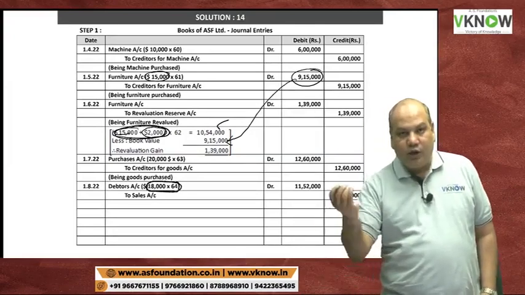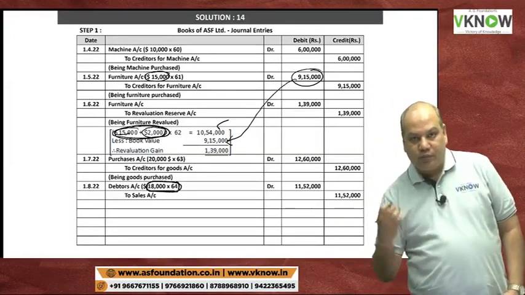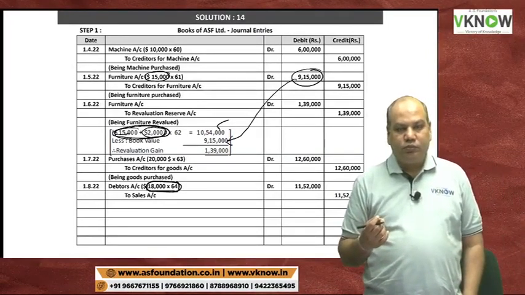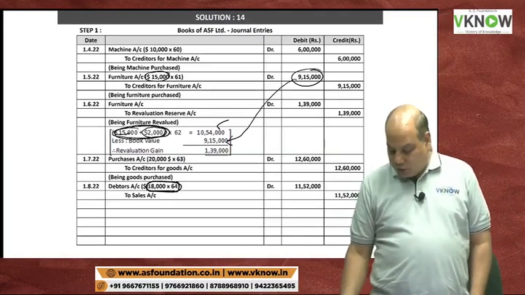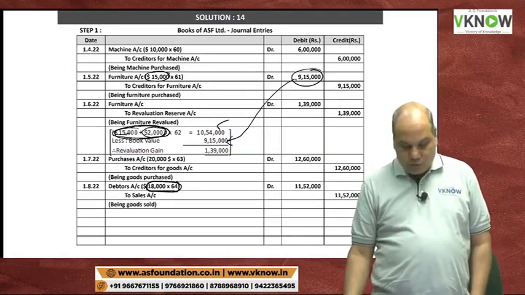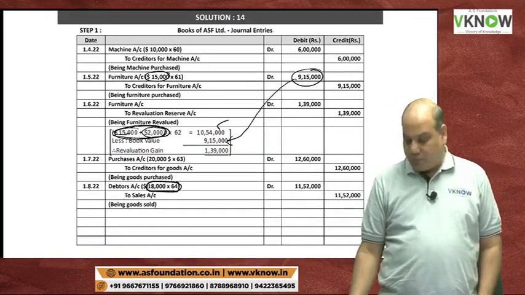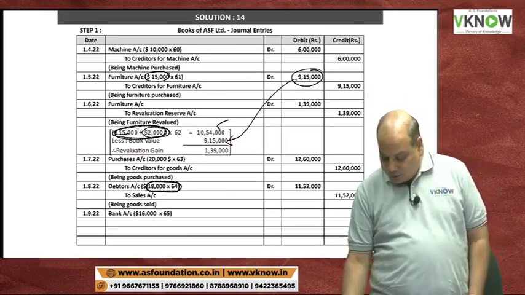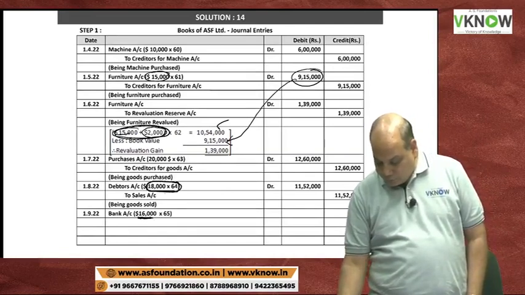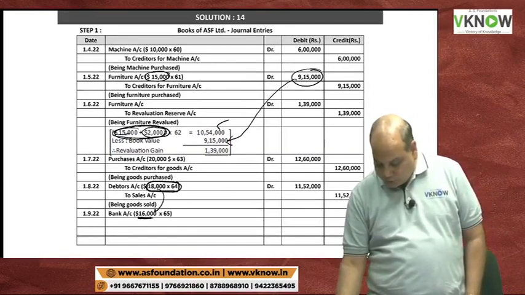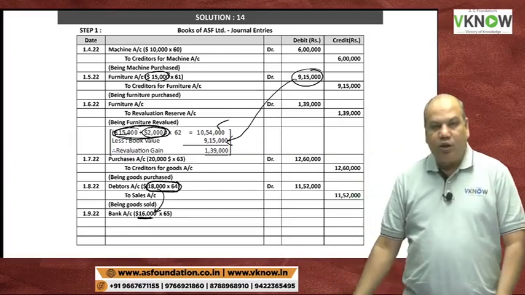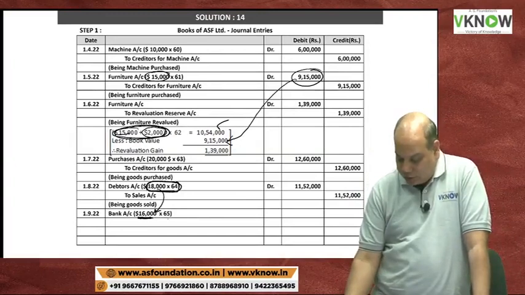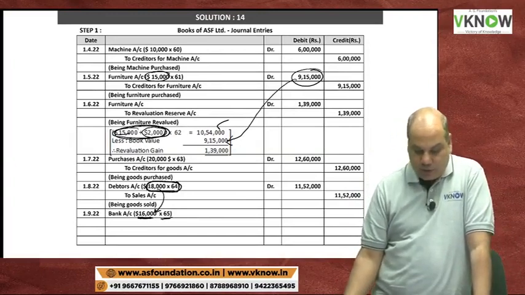But we have collected some amount from the debtor. And when you collected the amount, the rate had changed. Being goods sold, write down. And then one more entry is pending. You have collected $16,000 out of this 18,000. So bank account debit. When you collected the funds, that day the rate was 65 on 1st September.